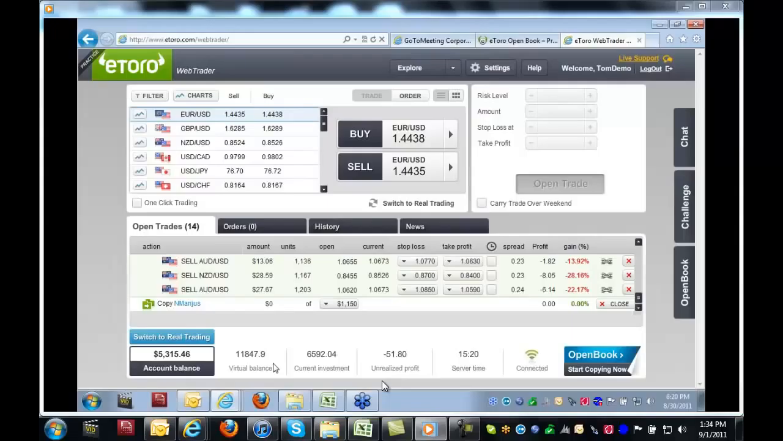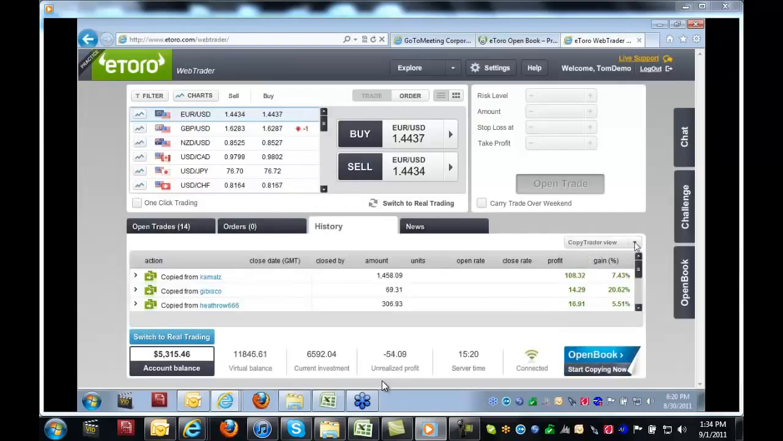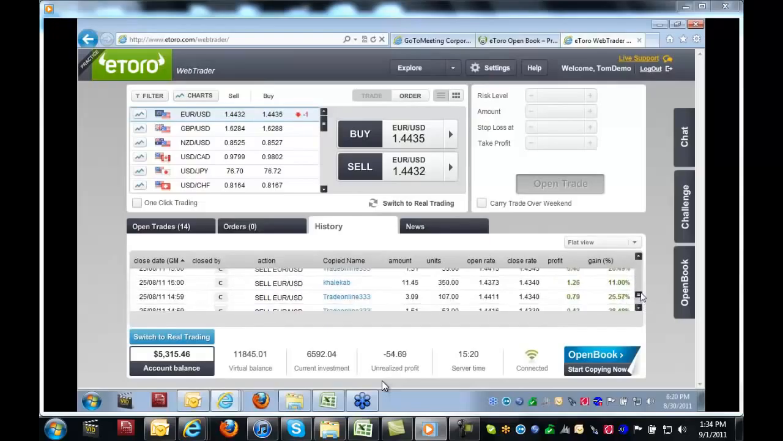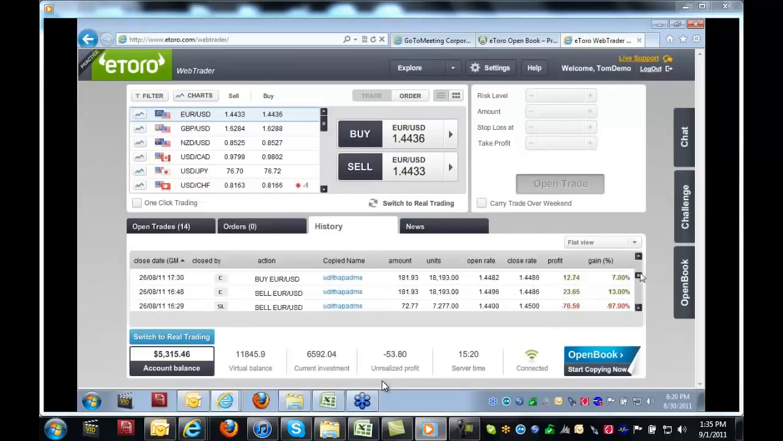I opened the demo account very much like everybody else, with $10,000. I made 18.5% in 7 weeks, and I did not open a single position myself. Want proof? Let's go to the history and look at that. Here is the history of my positions: copied name, profit, the percentage of gain. Some of these are small, some are larger, but overall look at the green. Some of them are red, yes, but much more green than red.